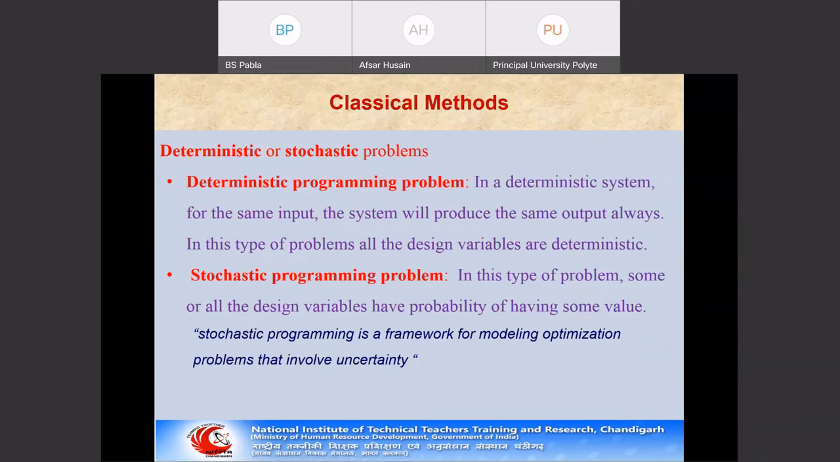That is all. But in stochastic programming problems, some or all of the design variables have a probability of having some value. That means there is a probability. It may rain, it may not rain. So stochastic programming is a framework for modeling optimization problems that involve uncertainty. That means the values are not clear, not fixed, it's not clear that we will have these values of the variables. We may not be appreciating this, but these are the real things, especially where human behavior is involved.